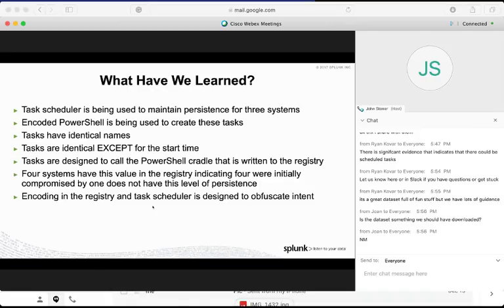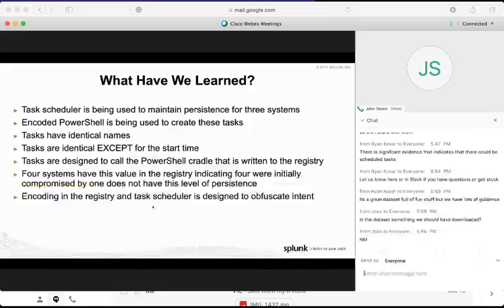We saw encoded PowerShell being used to create tasks. Those tasks have identical names, right? They're all called updater. All 3 systems that had this had updater. The tasks were identical. If I start looking at those command lines, every single thing about them was identical except the start time. The tasks were designed to call that PowerShell cradle that was written out in the registry, right? The 4 systems that have this value in the registry would seem to indicate that all 4 of them were compromised. But what was weird about it was we had 4 registry settings, but we only had 3 scheduled tasks. So something's wrong with that 4th one, right?